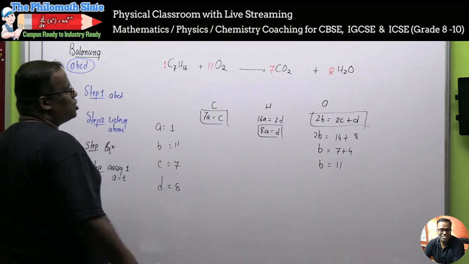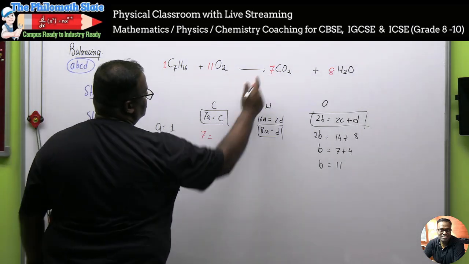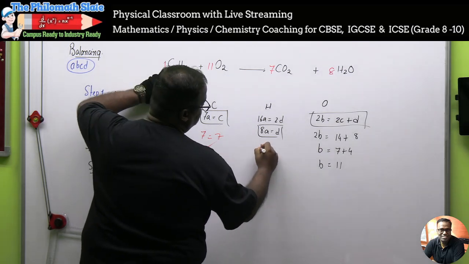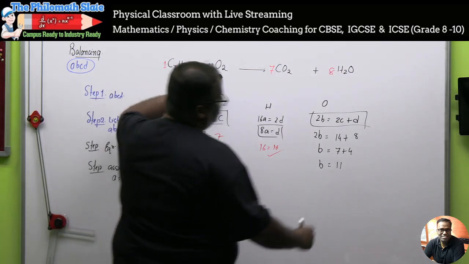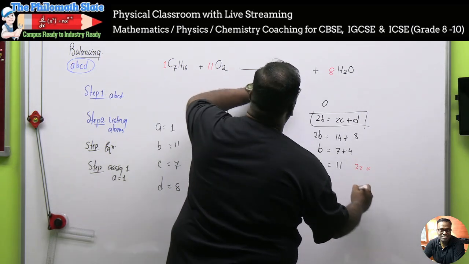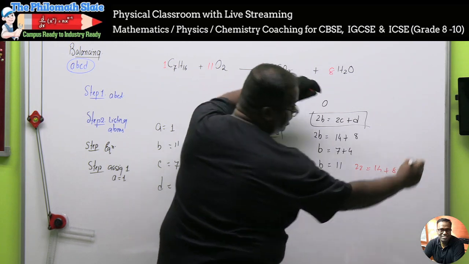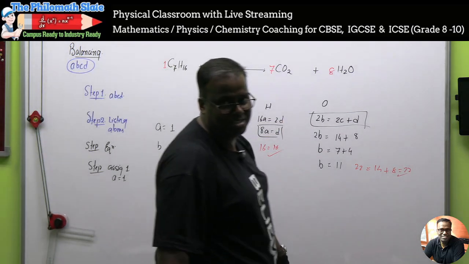Sir, I don't trust you. Can you do the check? Why not? 7 on this side, 7 on this side, carbon balanced. Hydrogen, 16 on this side, 8 twos are 16 on this side, balanced. Oxygen, 11 twos are 22 on this side, 7 twos are 14 plus 8 which is 22, balanced. नहीं होगा मतलब not possible.